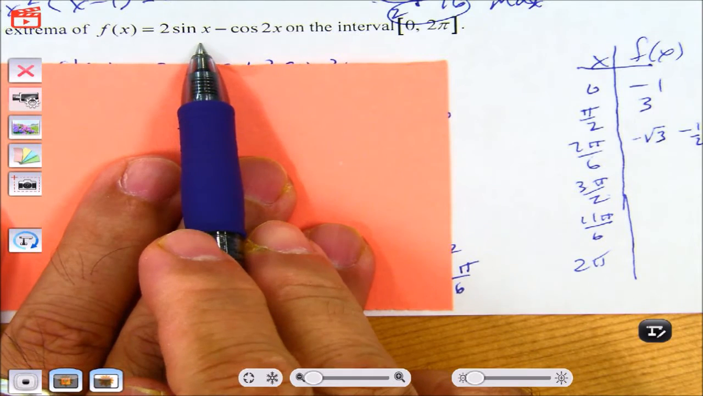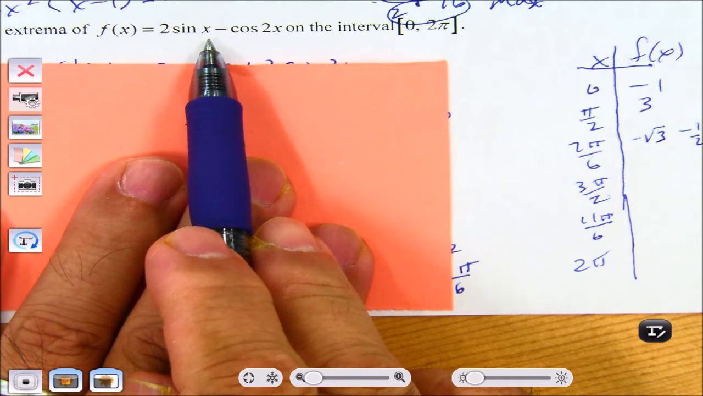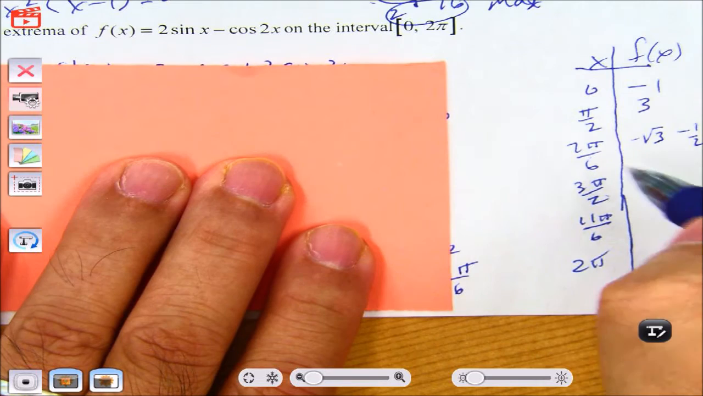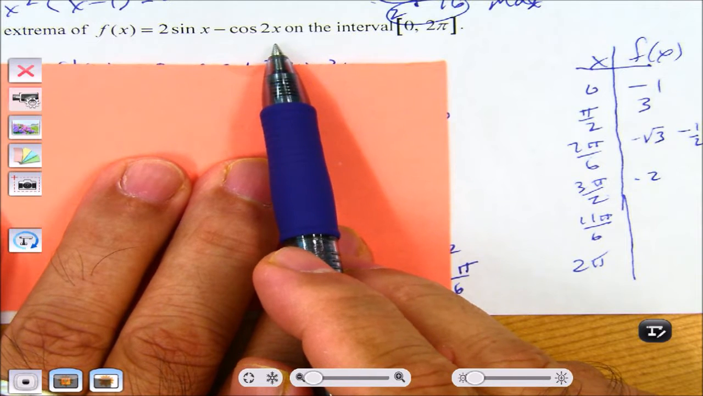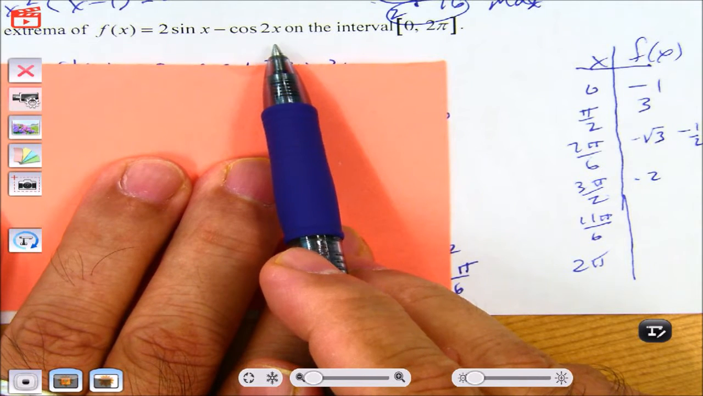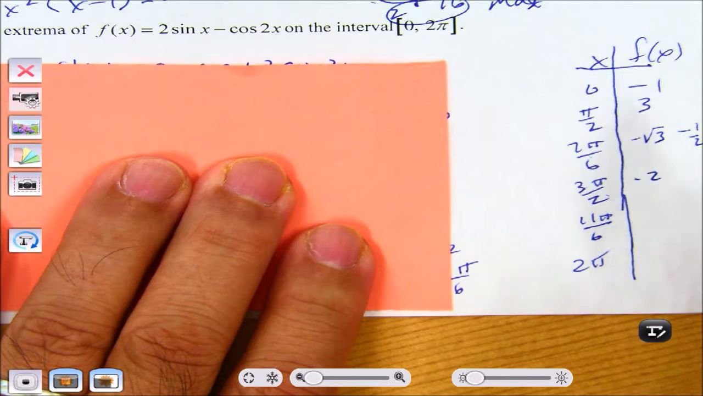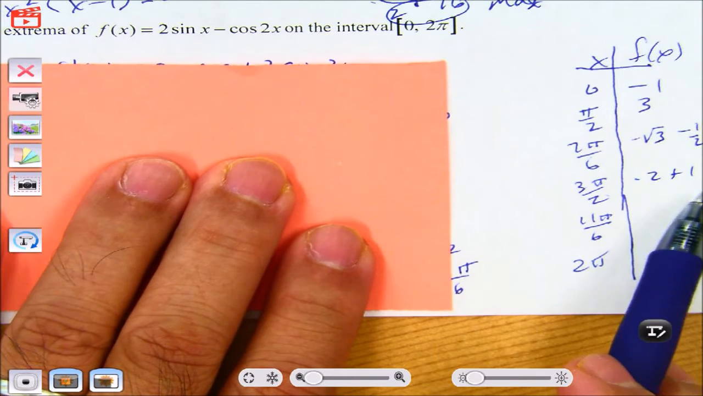All right, 3 pi over 2. Plug in 3 pi over 2. Sine of 3 pi over 2 is negative 1, so that's negative 2. This looks wrong. We'll have to come back and check on that. Plug in 3 pi over 2, that's 3 pi. That's same as pi. So that's negative 1, so that's plus 1. So that's negative 1. See, that one looks right.